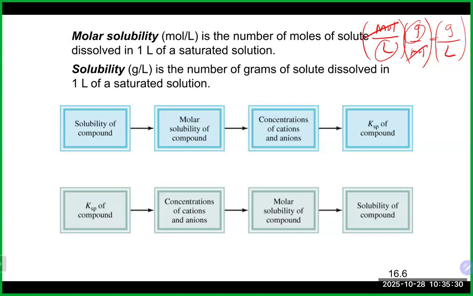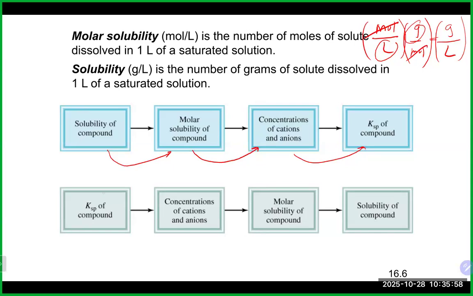All right, so two types of problems typically. If you are given the solubility of a compound, you can take that solubility and convert it into the molarity of the compound, and from the molarity, you can figure out the concentrations of the ions that are present, and then you could go into the KSP expression and solve for the KSP.